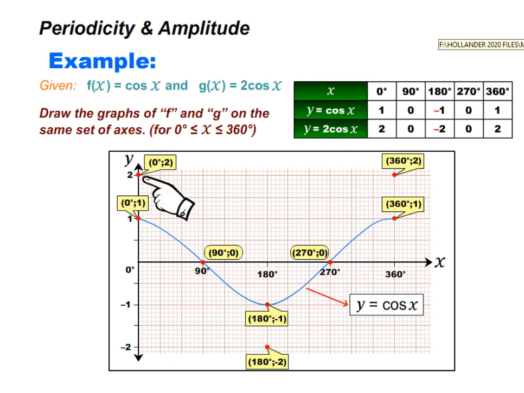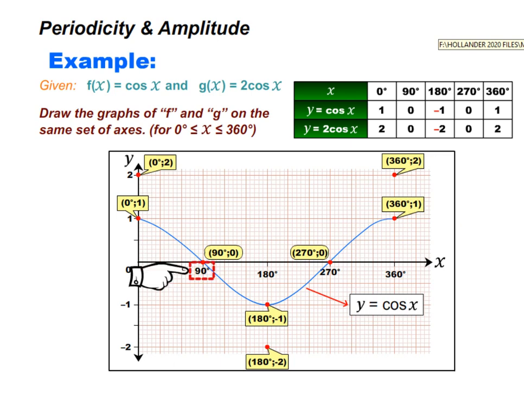The first dot is a point where 0 degrees and 2 meet. The second dot is a point where 90 degrees and 0 meet. The third dot is a point where 180 degrees and minus 2 meet. The fourth dot is a point where 270 degrees and 0 meet. The fifth dot is a point where 360 degrees and 2 meet.